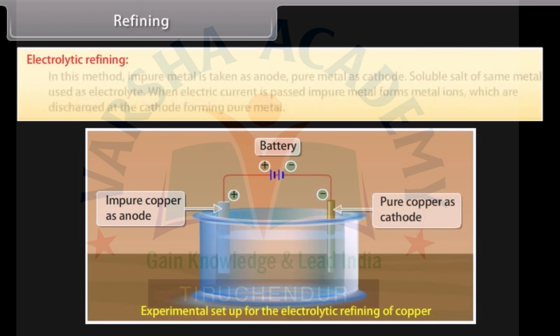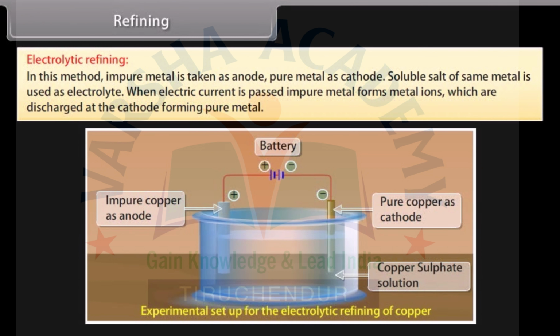Electrolytic refining. In this method, impure metal is taken as anode, pure metal as cathode. Soluble salt of same metal is used as electrolyte. When electric current is passed, impure metal forms metal ions, which are discharged at the cathode forming pure metal. For example, copper, zinc and aluminium.